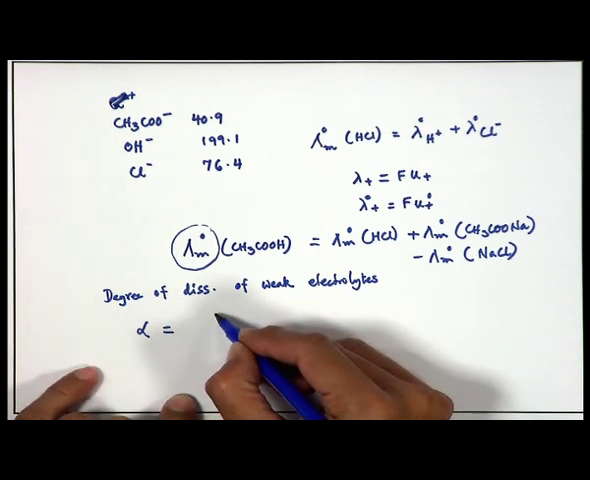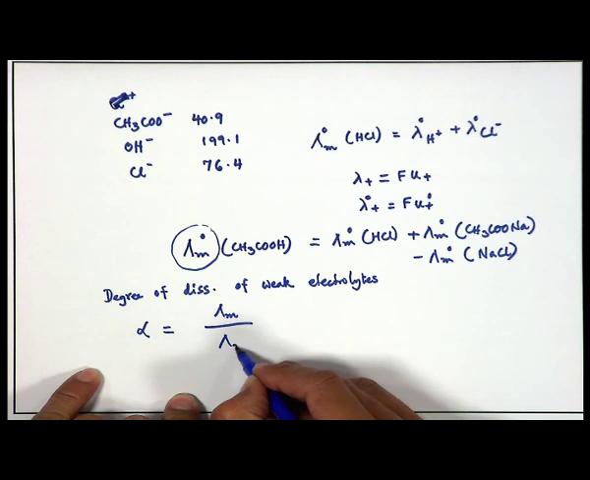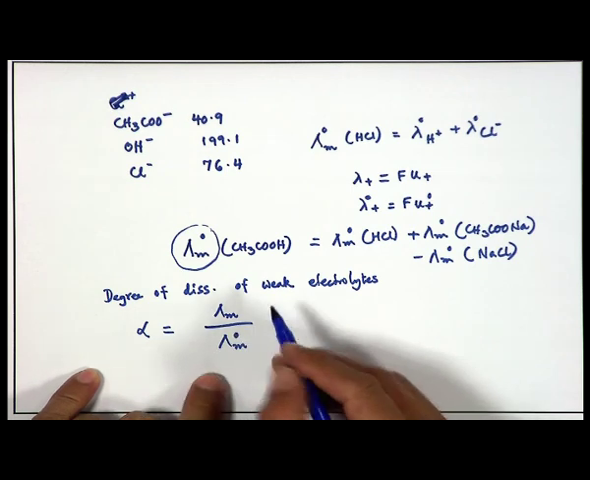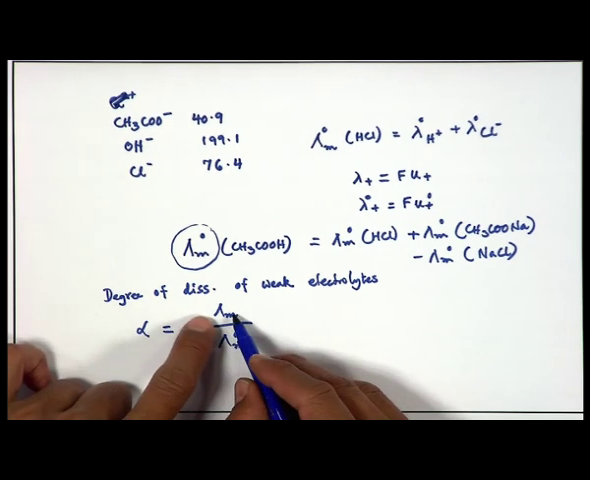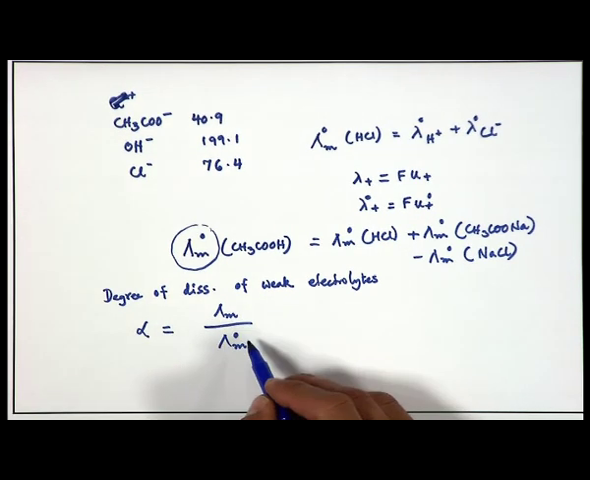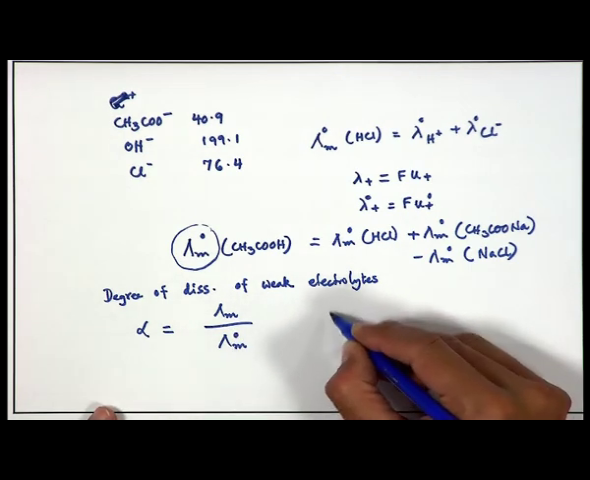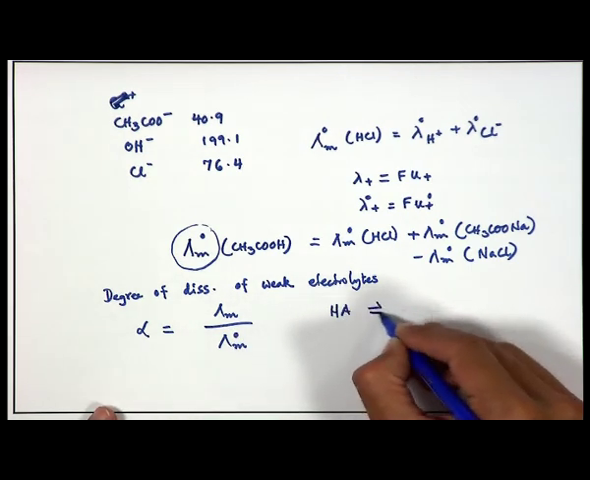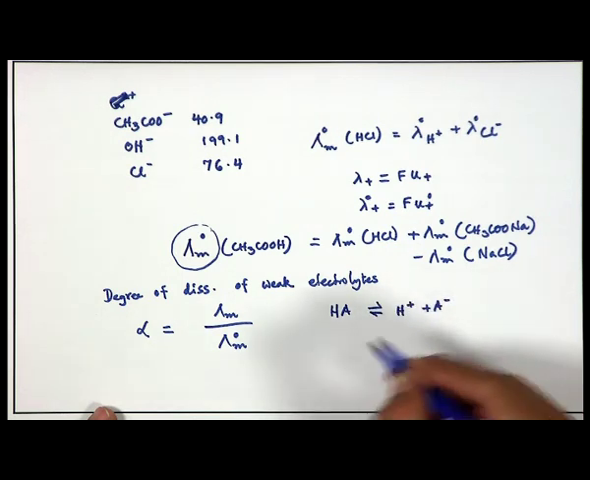The degree of dissociation alpha is basically expressed like this: lambda m divided by lambda m 0. Lambda m 0 means it is assumed to be maximally dissociated, and it is dissociated to some extent at a given concentration. So, it is called the conductance ratio. So, basically for weak electrolytes, say HA, that gets you H plus and A minus, say it is an acid.